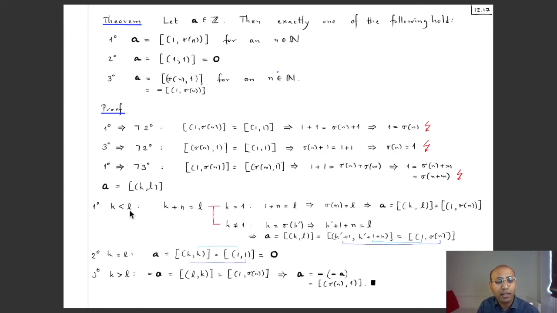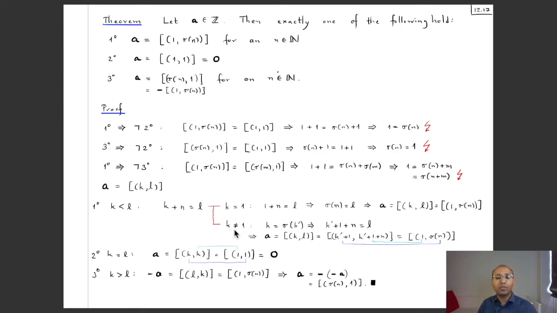K is strictly less than L. That means that there exists a natural number n such that K plus n is equal to L. Now there are only two possible cases, either K is equal to 1 or K is not equal to 1. Let's consider these two cases separately. If K is equal to 1, then this reads 1 plus n is equal to L. In other words, sigma n is equal to L. So A, which was the equivalence class containing the ordered pair (K, L), well, K is equal to 1 and L we have just discovered is sigma n. And so we have got that A is of this form, so it's a positive integer and we are in this case.